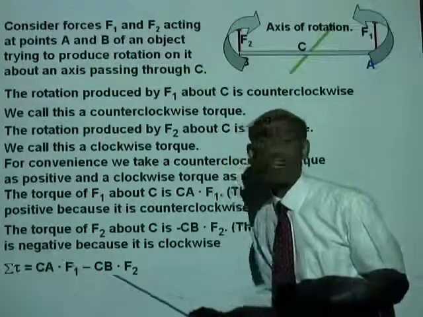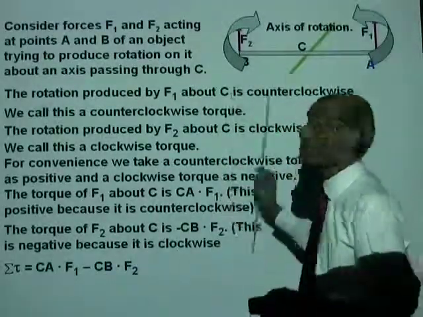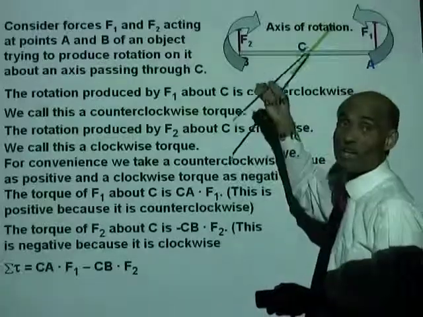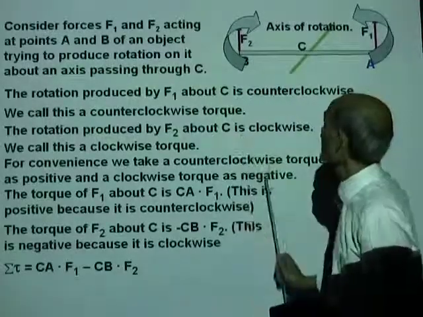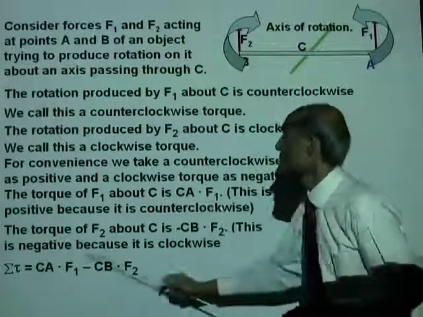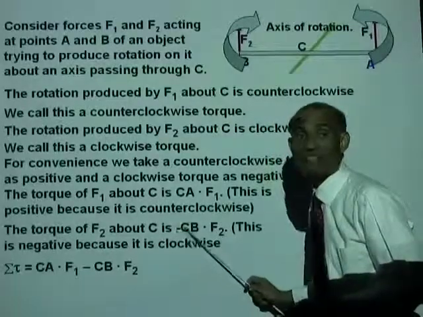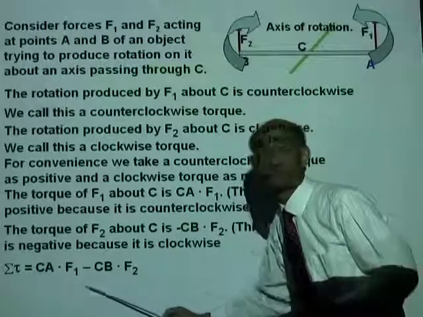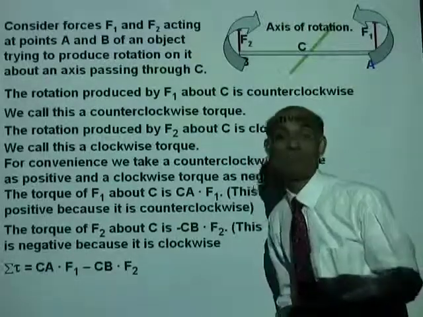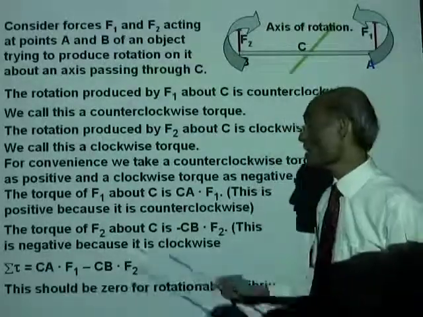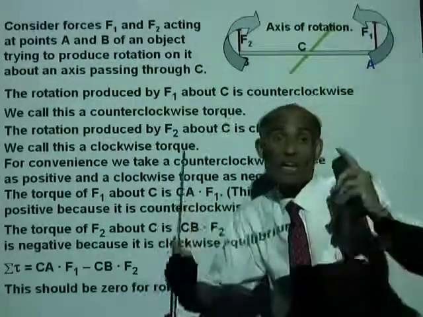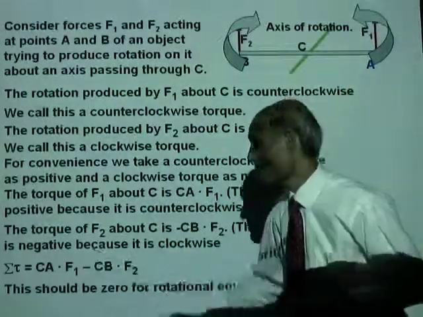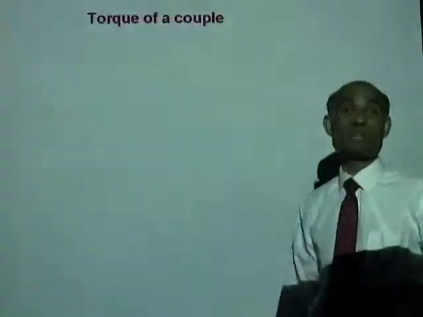Summation of tau: what is the sum of the torques of these two forces about the axis that passes through C? It will be CA times F1 minus CB times F2. This is the sum of the torques. And in order that this object may remain in rotational equilibrium, the sum of the torques must be equal to 0.